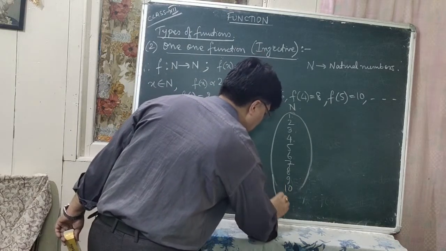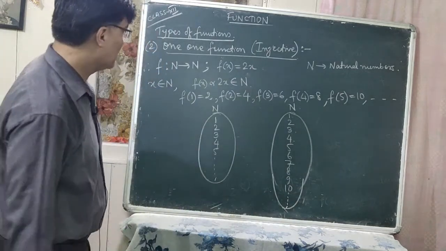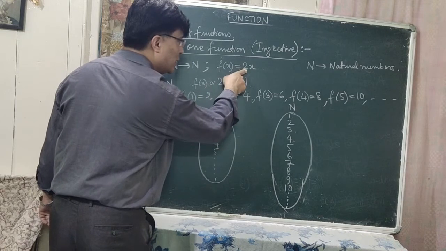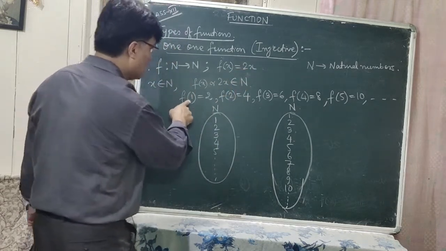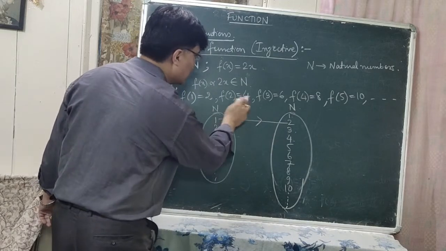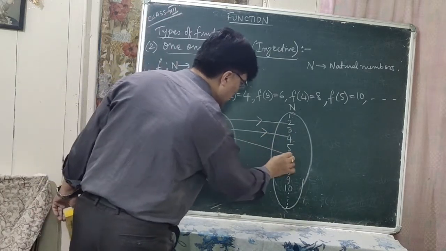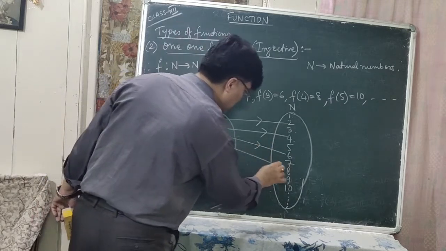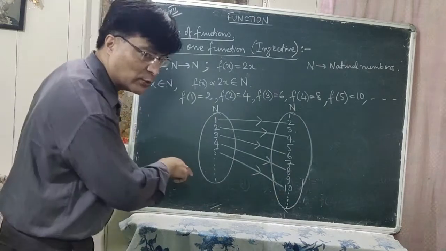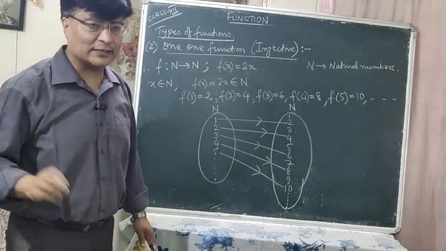Here let us write more. That is your dot dot dot; there are other natural numbers there as well. So in this case 1 is related with 2 with the help of this function, isn't it? 1 is related with 2, 2 is related with 4, 3 is related with 6, 4 is related with 8. This 5 is related with 10. Similarly 6 will be related with 12, 7 will be related with 14, and so on, isn't it?